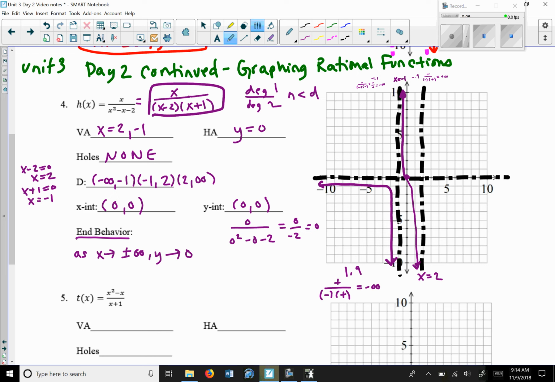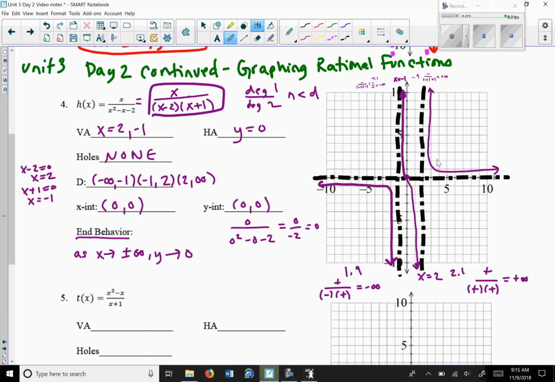So now we need to figure out what's happening to the right side of my graph. On the right side of my graph, something close to 2 would be like 2.1. Of course, we could get closer values like 2.01, etc. So if I plug 2.1 into that function, I get a positive number. 2.1 minus 2 would be a positive number. And 2.1 plus 1 is also a positive number. So that tells me I'm going towards positive infinity. So that means I would be in this upper region of my graph. And again, you're just going to follow your asymptotes.